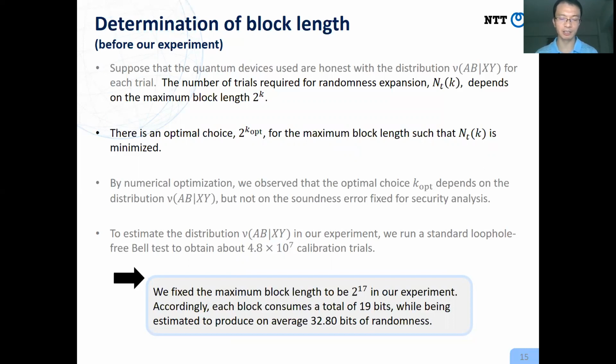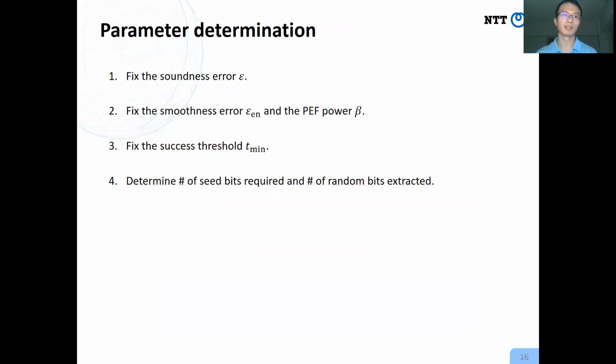With this block length, each block consumes 17 bits for block length determination and 2 bits for setting the choices. At the same time, we estimate each block can produce about 32 random bits. Hence, we can achieve randomness expansion. Also, before the data analysis, we need to fix several other parameters, such as soundness error, smoothness error, PEF power beta, success threshold, and also the amount of seed bits used.